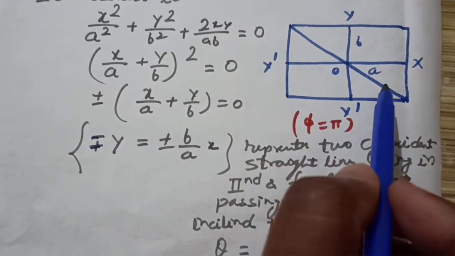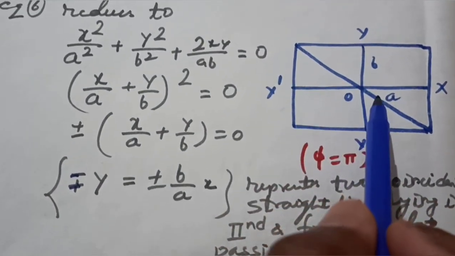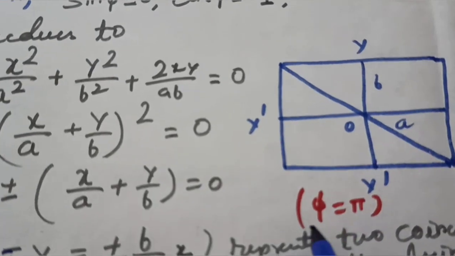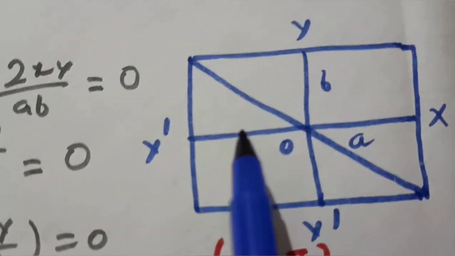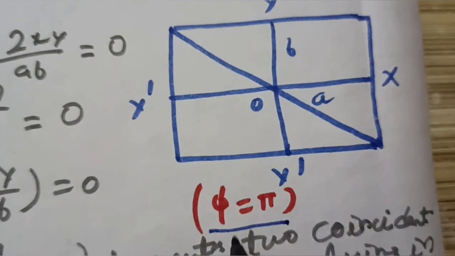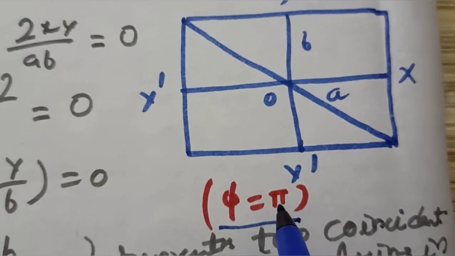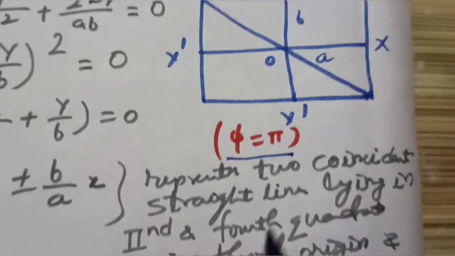You can just see that this is the proper diagram when the relative phase difference between the two waves is pi, and this is the proper Lissajous figure for the waves having the phase difference of pi here.